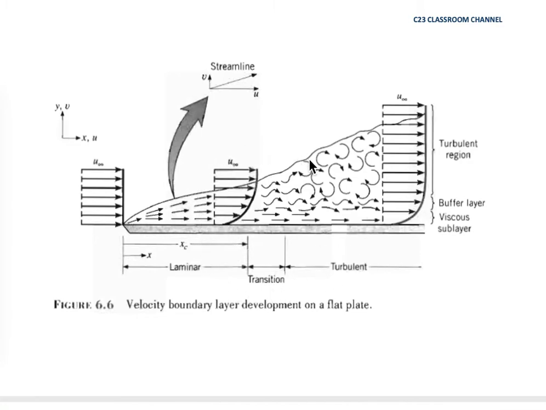So if we see this diagram, we could say that when the uniform free flow first hits the surface here, the no-slip condition will occur and it will create a velocity profile. At the same time, it will create boundary layers. However, at this region, the velocity profile will flow in certain ways, and the velocity is quite laminar. This region is called the laminar boundary layer.